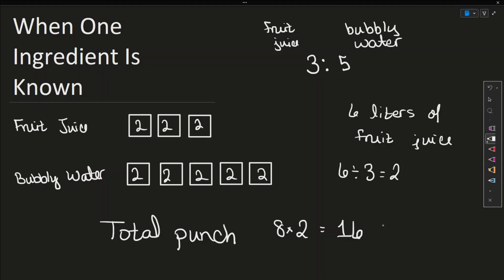That is the structure. Find one part and then use it to find what you need. You are doing excellent work. Strip diagrams are useful because they give us one consistent way to understand many different types of ratio problems.